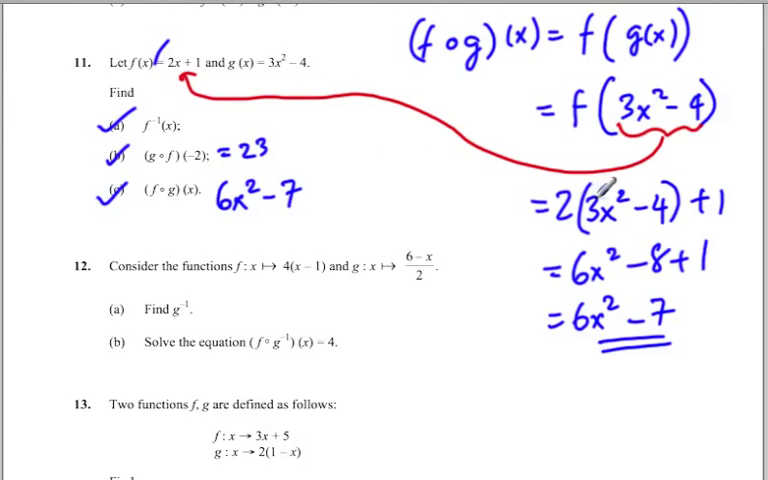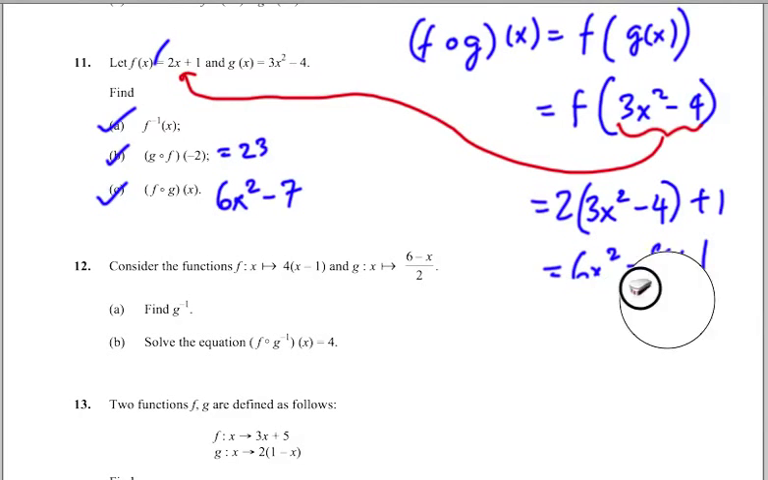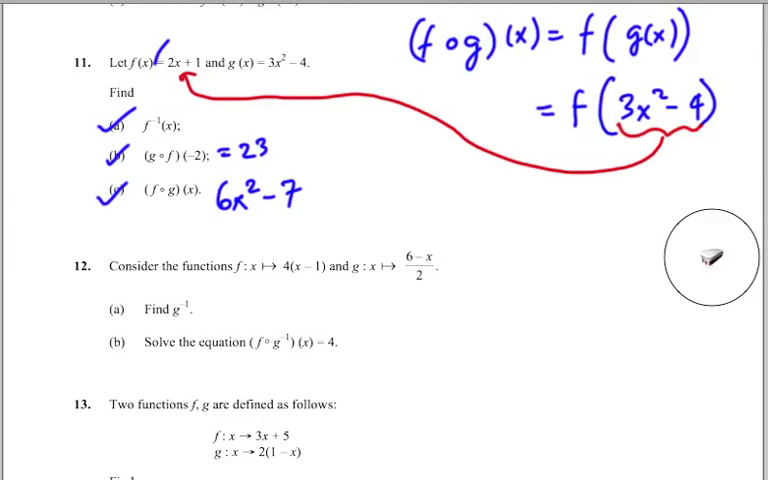Let me just double check to make sure I've got this right. So 2x plus 1. So 6x squared minus 8 plus 1. Yeah, okay, so this is definitely right. Again, I'm just going to erase it right here because I just need the room. But you can always scroll back and see how I got that solution.